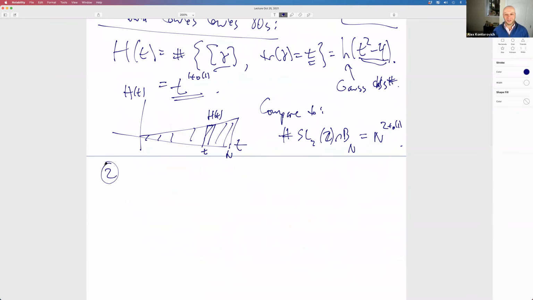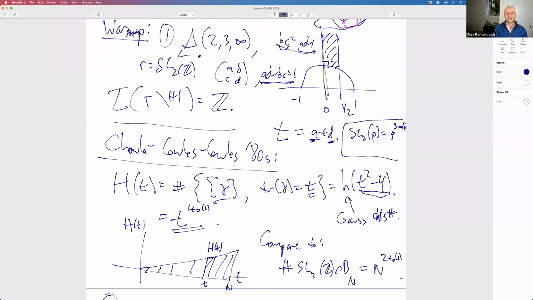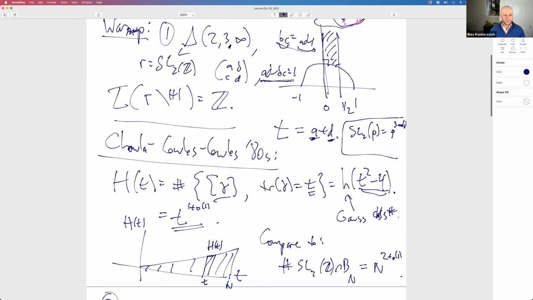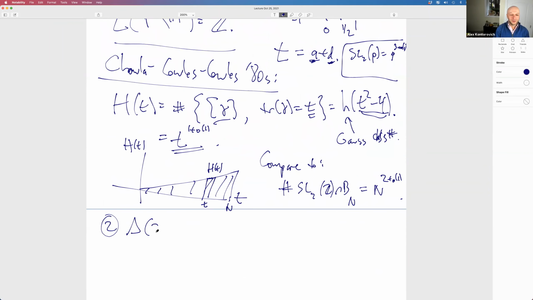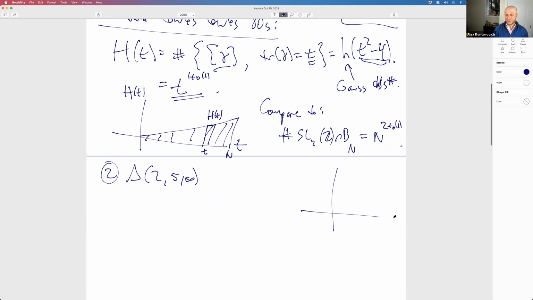So let's try something related. Instead of 2, 3, infinity, let's try 2, 5, infinity. So what happens to the Hecke 2, 5, infinity group? So the picture is exactly the same. The 2 and the infinity are accomplished by inverting, let's say, in the unit circle and in the y-axis. So that gives us a right angle. To get infinity, I need a parallel line.